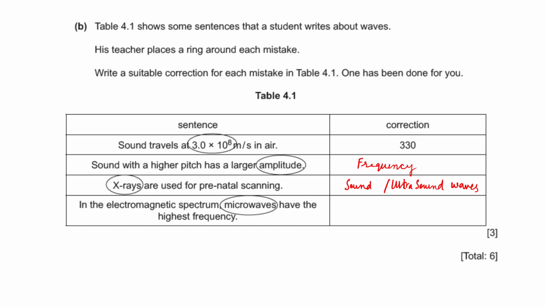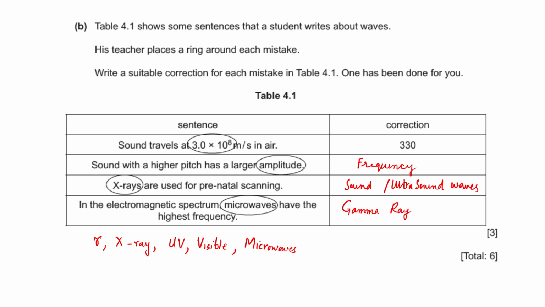In the electromagnetic spectrum, microwaves have the highest frequency. No, gamma rays have the highest frequency. Remember, gamma rays, X-rays, ultraviolet rays, visible light rays, then come microwaves. They are on the other side of the spectrum, on the lower end of the frequency, microwaves, then you have radio waves and things like that. So this is how it goes.